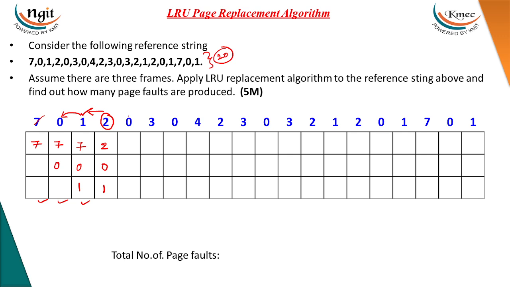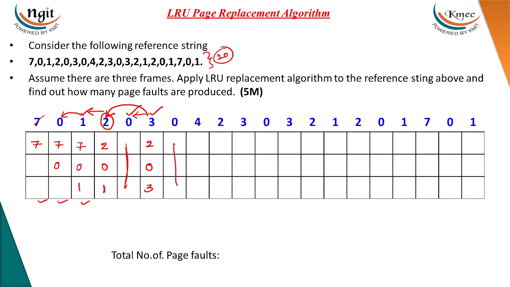Now let's look at this one. The next page reference is 0, which is already there, so no page fault. Then I need 3. 3 is not present here, so I need to find a victim page. From 3, the previous one is 0, I am keeping it as it is. Then before 3, 2 was referenced. So 2 and 0 will stay as they are. In place of 1, I will write 3.